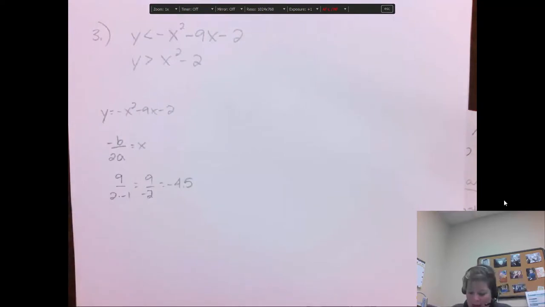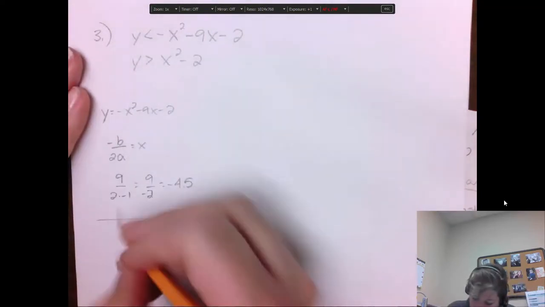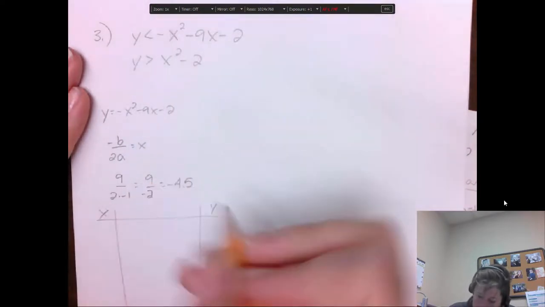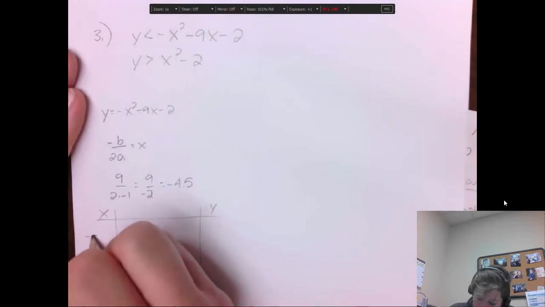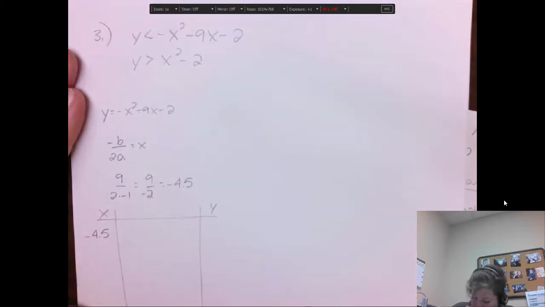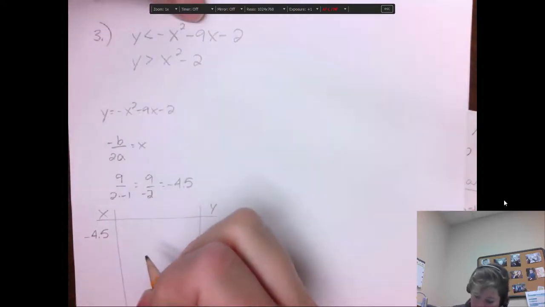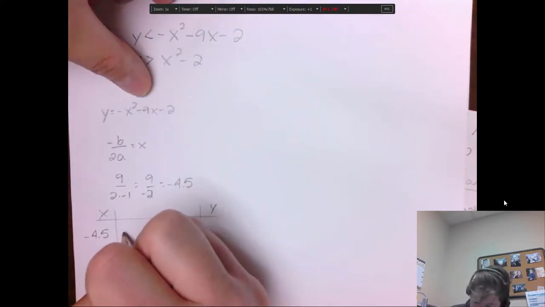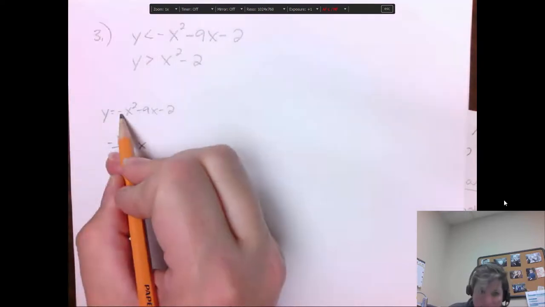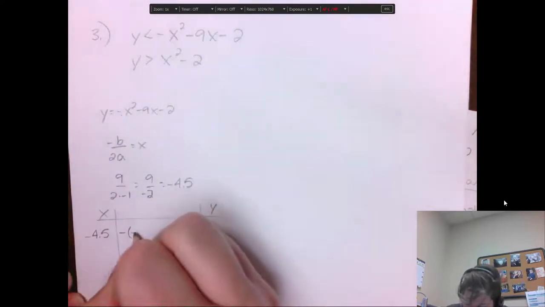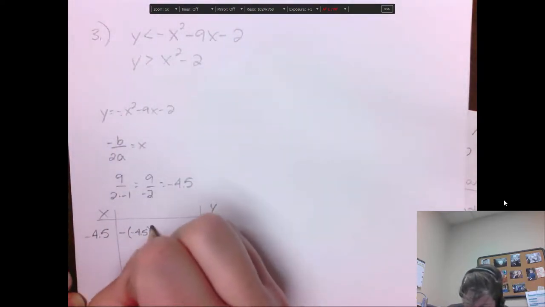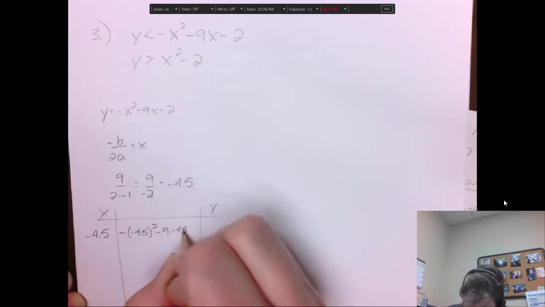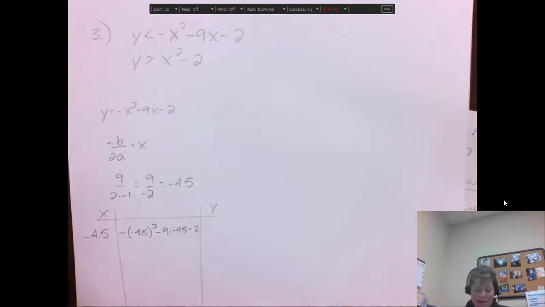Now that we know our x value, let's find some points on this graph, x and y. And I want x to be negative 4.5 so that I can find that vertex. And we'll just plug that into our equation here. So I would go negative, and then you have negative 4.5 that you put in for x squared, minus 9 times negative 4.5, minus 2. So I'm going to sneak out my calculator.